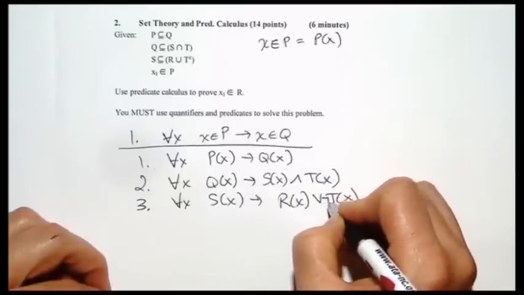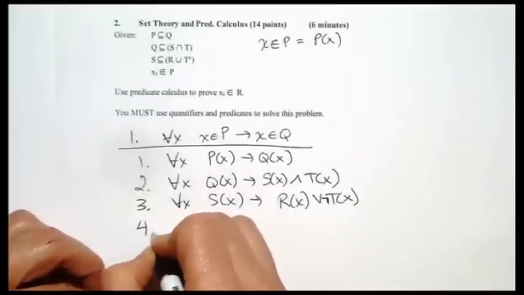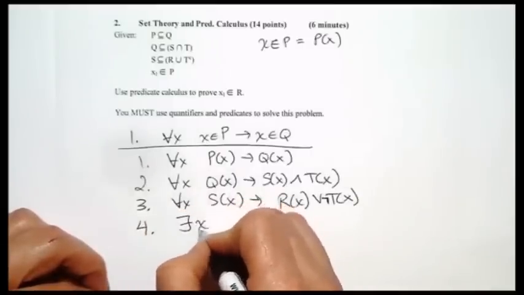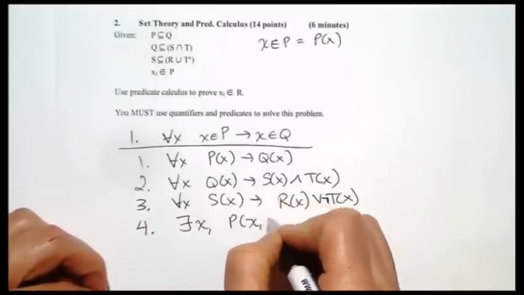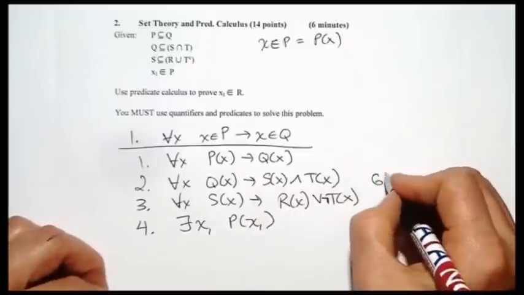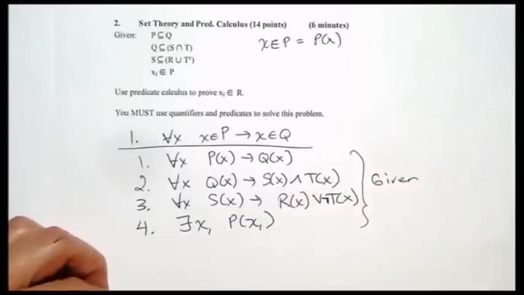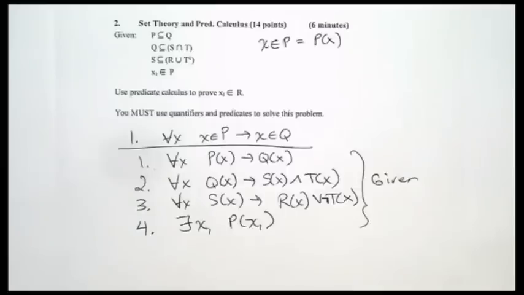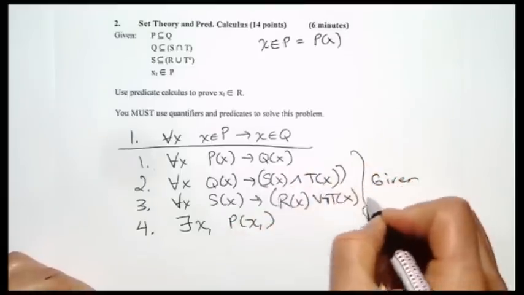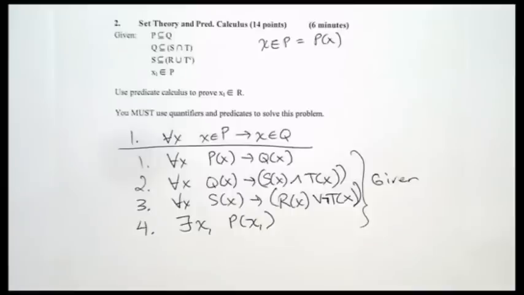So not T of X because it's in the complement. And the last one is there exists an X1 so that X1 is in P. So those are all given. And you will get some points for doing the conversion of the set theory into the predicate calculus. Yes? Yes, we do. 2 and 3, we should put some parentheses. Thank you, that was a good question.